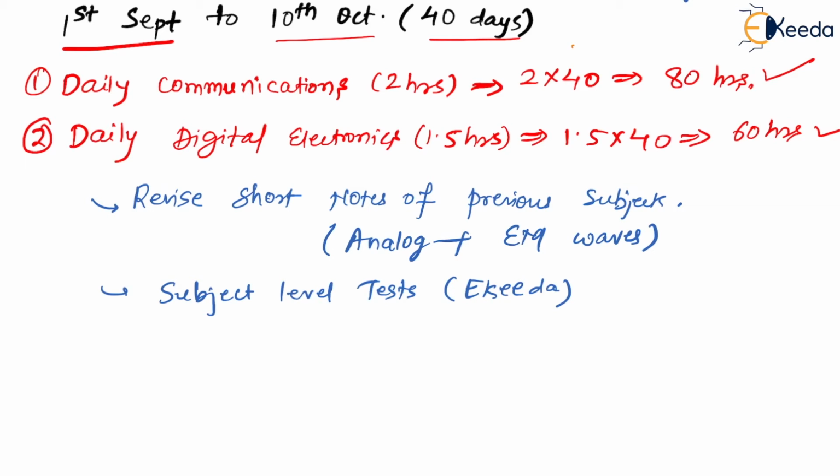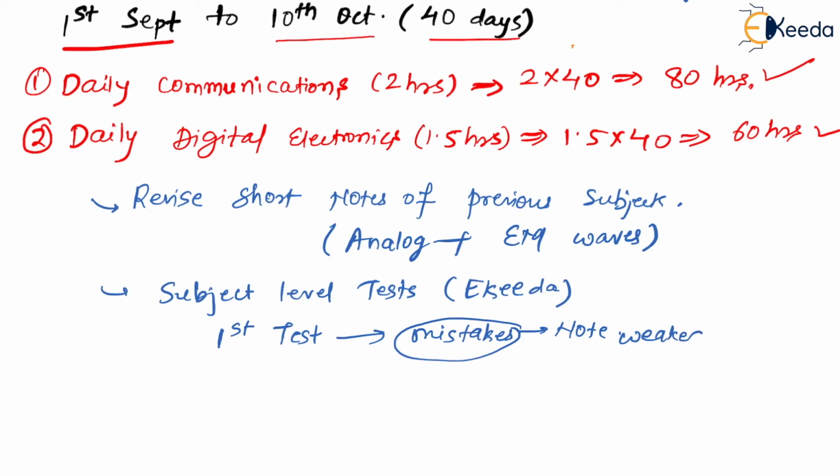And same old story you have to repeat. For example, if there are two tests, then you please give the first test first. Identify the mistakes. Do some mistakes there, no problem. Note down those mistakes. Make a mistake note. And then you please improve your weaker sections. Identify your weaker sections. You please strengthen them.